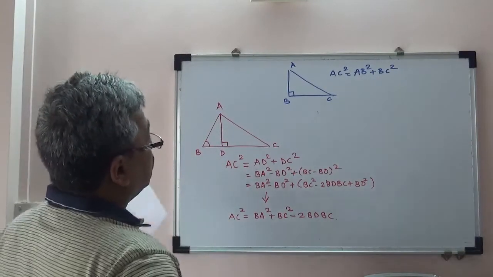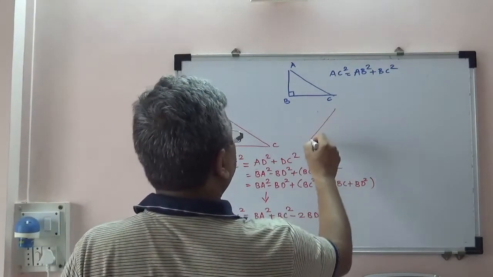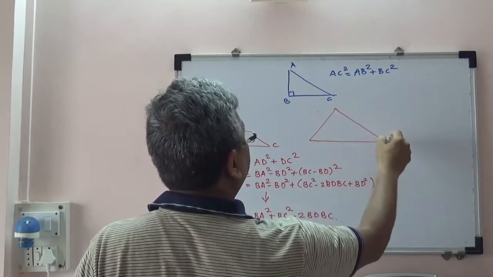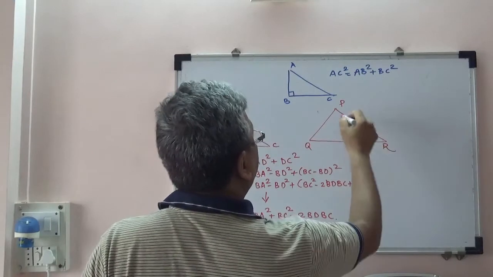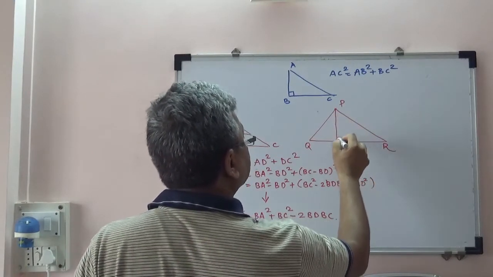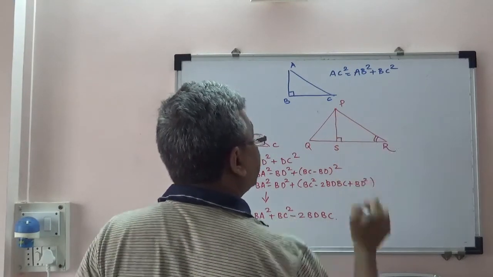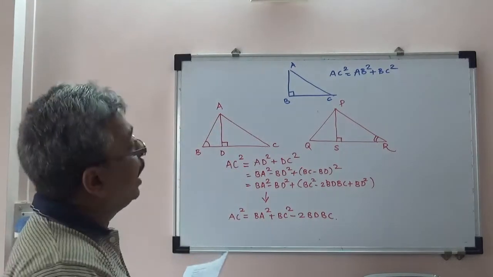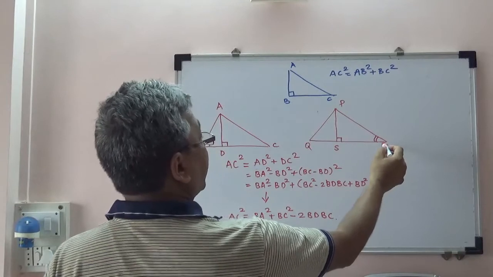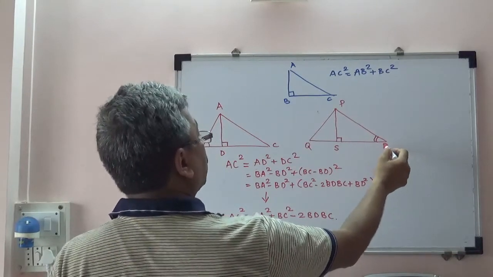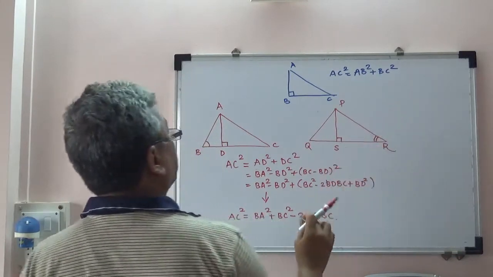Now, how do you remember this? Suppose this is the triangle, and now we are talking about, say, PQR, and if you draw a perpendicular S, and now let us write the relationship for acute angle R. So if I am writing the relationship for acute angle R, then this angle R is very important to me.